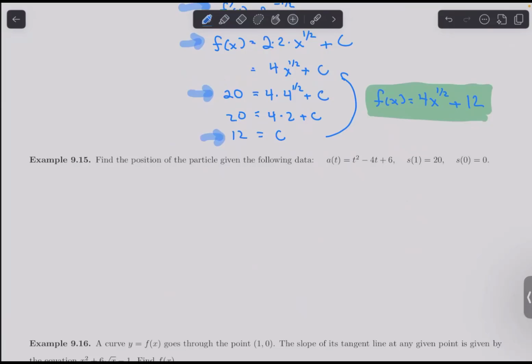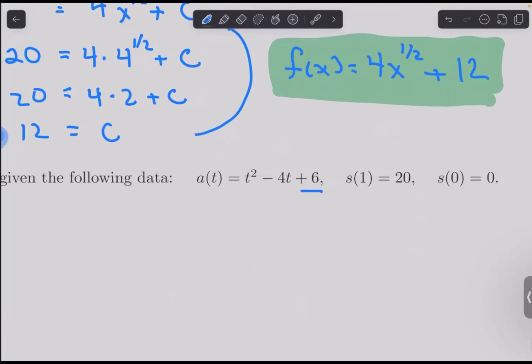For instance, here is an acceleration function, and we are given some conditions. If I plug in 1 into position, I get out 20. And if I plug in 0 into our position function, we get out 0. So the big thing is that you need to remember that acceleration is the same thing as the second derivative of position. Normally, if you take the derivative of position, you get velocity. And if you take the derivative yet again, now of velocity, you get acceleration. So this is actually a second derivative.